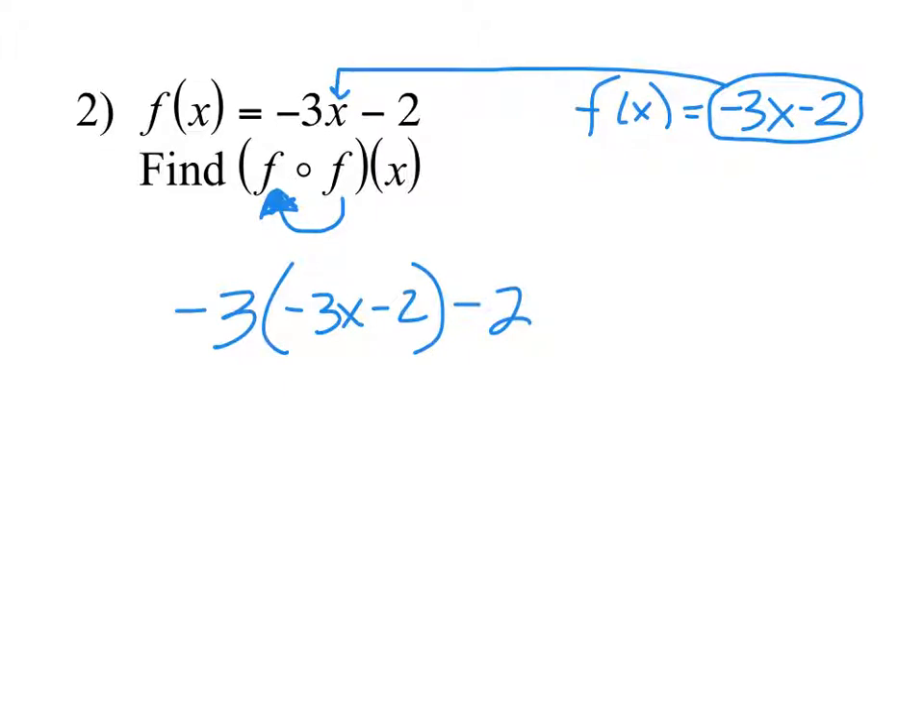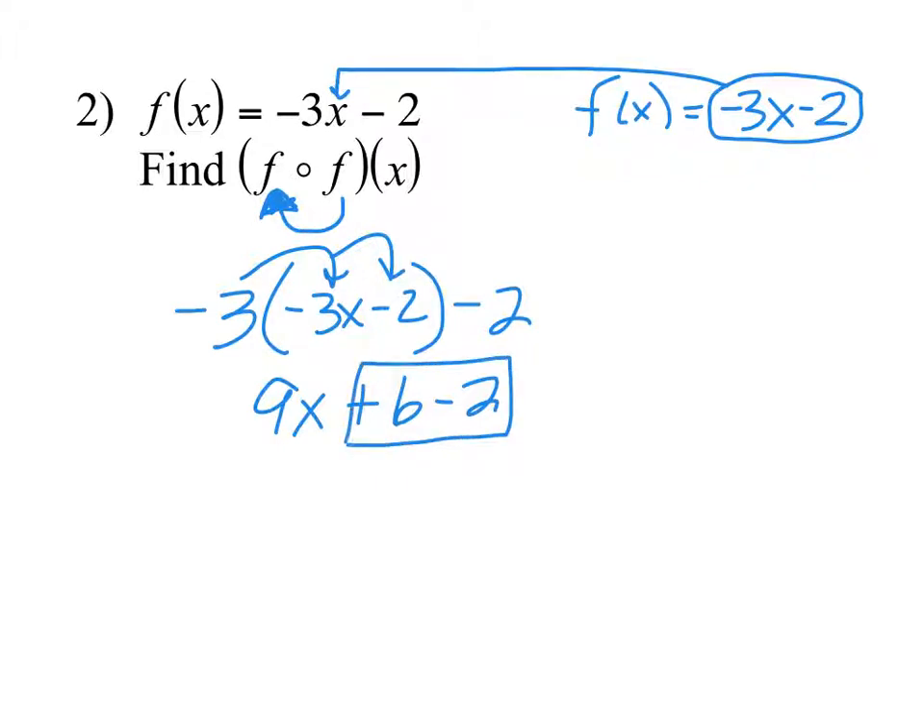Okay, so now, in order to simplify this one we're going to distribute the negative 3. So negative 3 times negative 3x is positive 9x. Negative 3 times negative 2 is positive 6. And then we're going to subtract 2. And then we have some like terms to combine. So 9x, and positive 6 and negative 2 is positive 4. And we are complete. That is our most simplified answer.